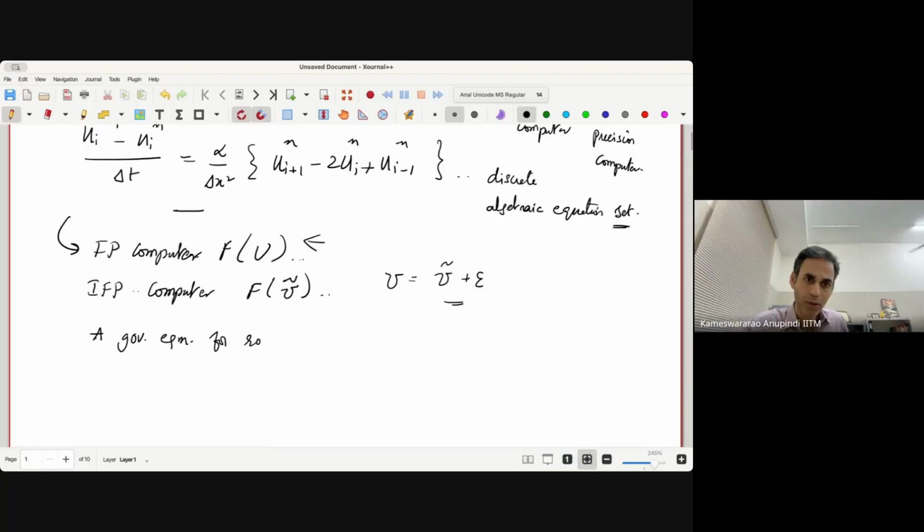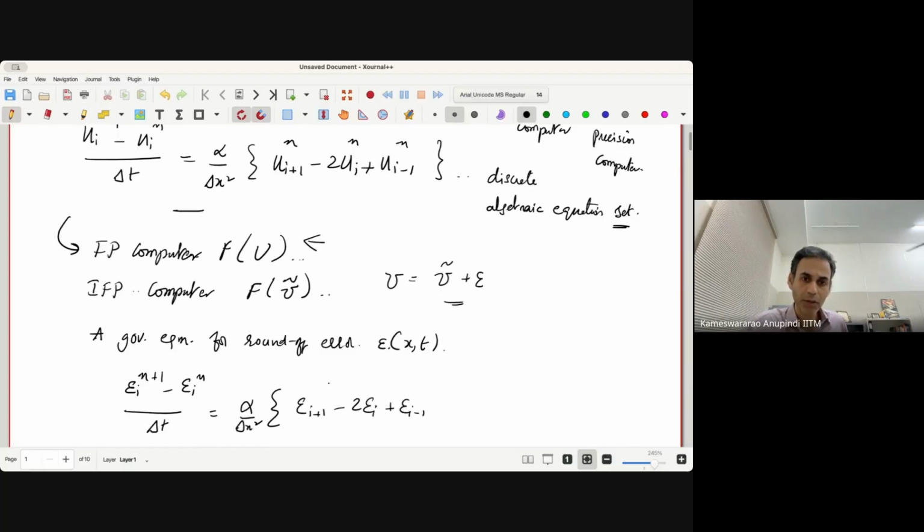for the round-off error, which was epsilon, right? Epsilon is in general a function of space and time. And then we said the governing equation for the round-off error is exactly the same as the governing equation for the primitive variable, that is u. So we got this equation, which looks exactly like the original governing equation that we have.